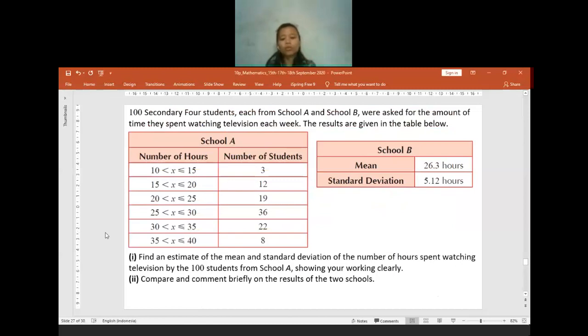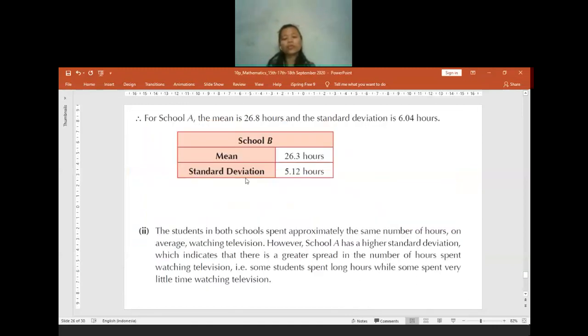If you really understand, now we are going to go back to the previous question. Let's check what we have to solve. For the first question, estimate the mean and also the standard deviation. We already found the mean and the standard deviation on the next slide. For question 2, compare and comment briefly on the results of these two schools. For the mean, we will be talking about the average. For the standard deviation, we will be talking about the variation or the spread of the data.